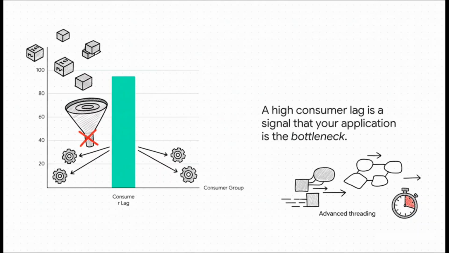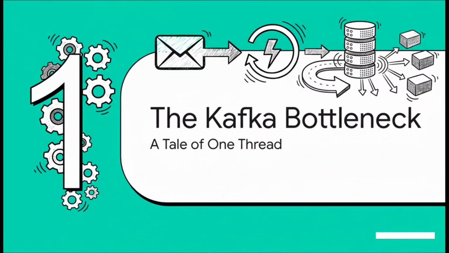Let's break it down. Well, the problem, more often than not, starts with the most basic default setup. You have a single service, a single Kafka topic, and a single listener. It's beautifully simple, sure, but it's also a perfect recipe for a major bottleneck. Let's see exactly why that is.